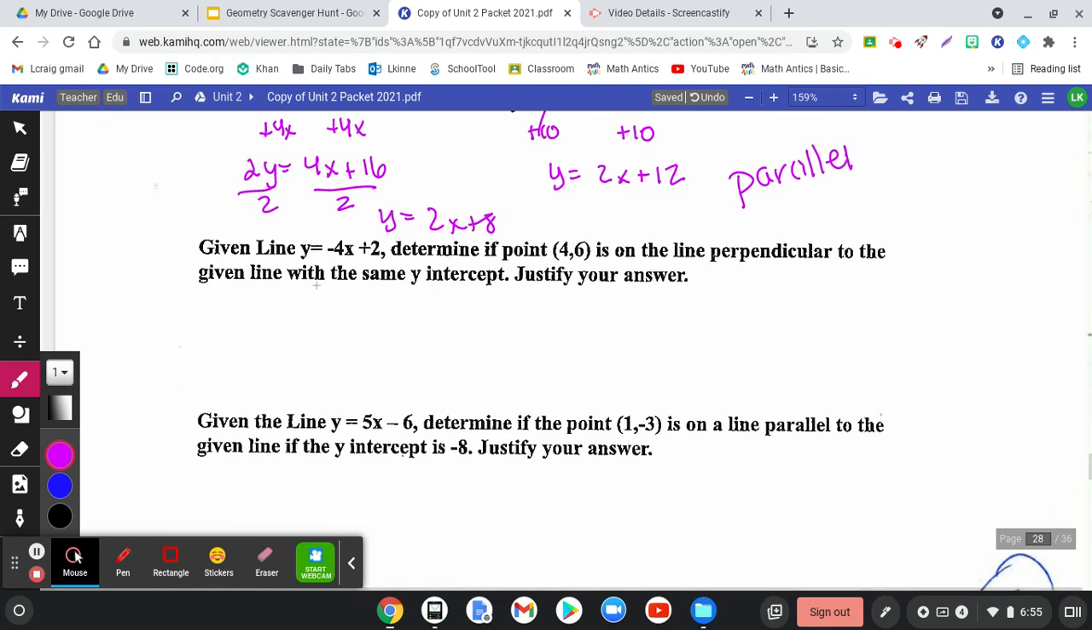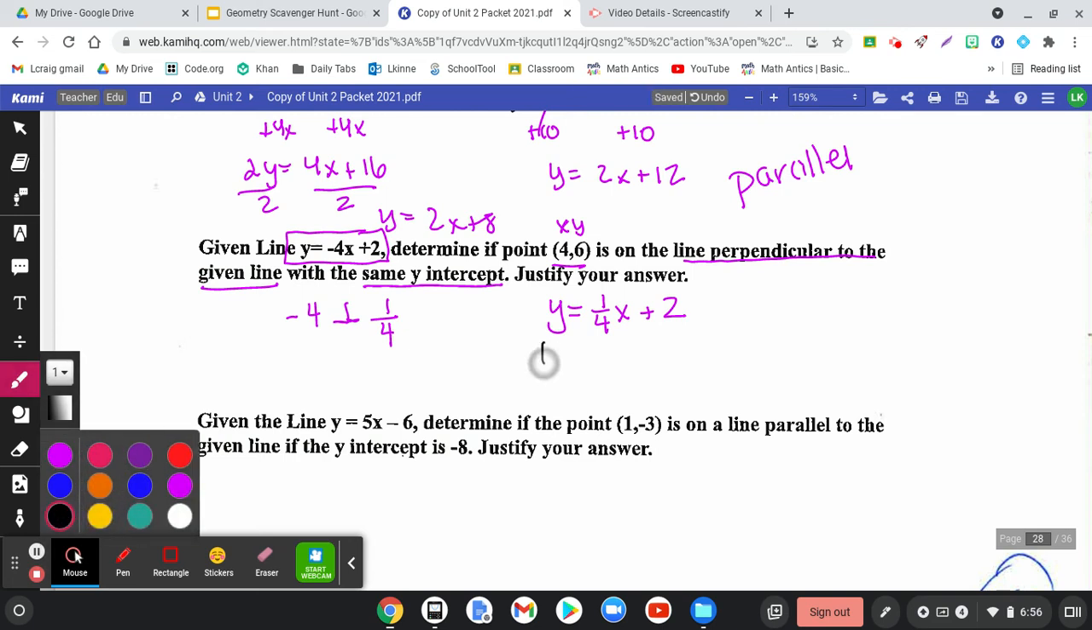All right, a couple more questions. Given the line negative 4x plus y equals negative 4x plus 2, determine if the point 4, 6 is on the line perpendicular to that given line with the same y-intercept. What? All right, well, let's figure out what's going on. A line that's perpendicular to the given line with the same y-intercept. Okay, we can do that. So the slope, if they're perpendicular, we're going to change it and flip it. Same y-intercept, so 2. So our equation is y equals 1/4 x plus 2. Perpendicular slopes, same y-intercept. Now we want to see if the point 4, 6 falls on that line, so we can just plug it in and check.